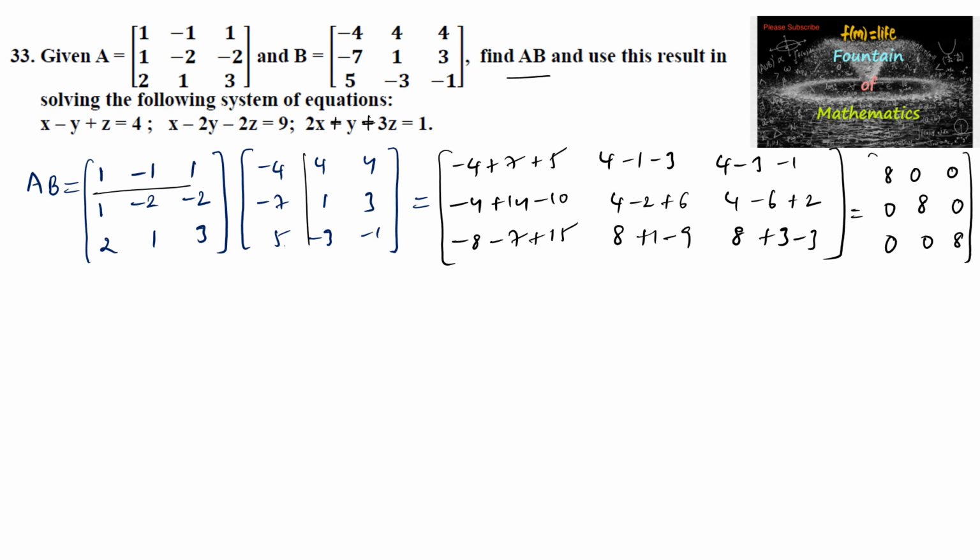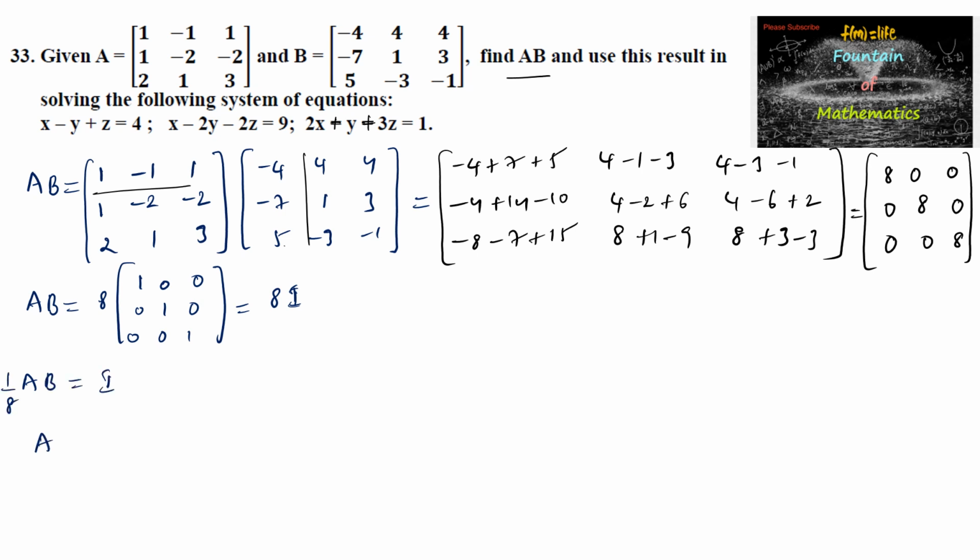So we got AB is equal to, if 8 is taken common, you're getting 1 0 0, 0 1 0, 0 0 1, that is 8I. AB is equal to 8I, or we can write 1 upon 8 times of AB is equal to I, or we can also write A times of 1 upon 8 times of B is equal to I.